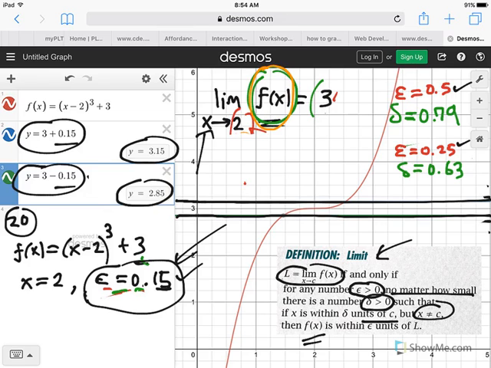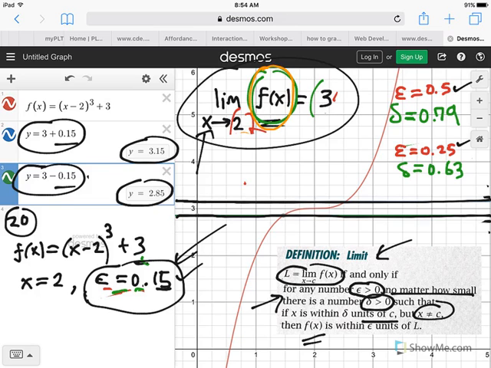And we're going to look at how we can show that algebraically, how we can show this would be true for our particular limit here algebraically. We're going to look at that next. And we're working towards the generalization by looking at specific values of epsilon.